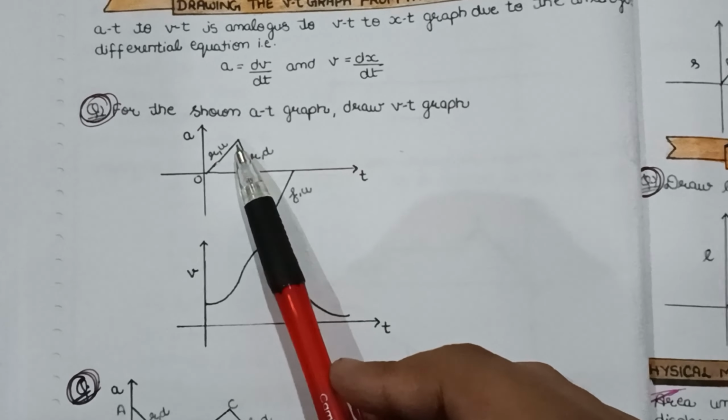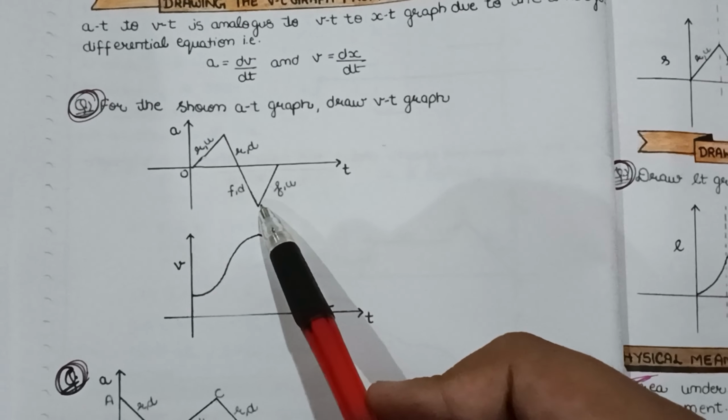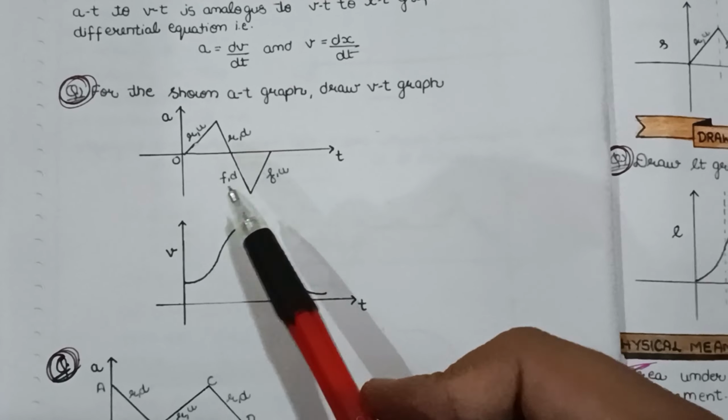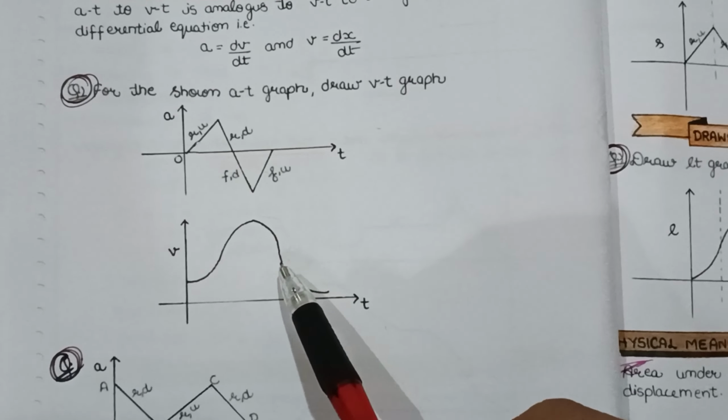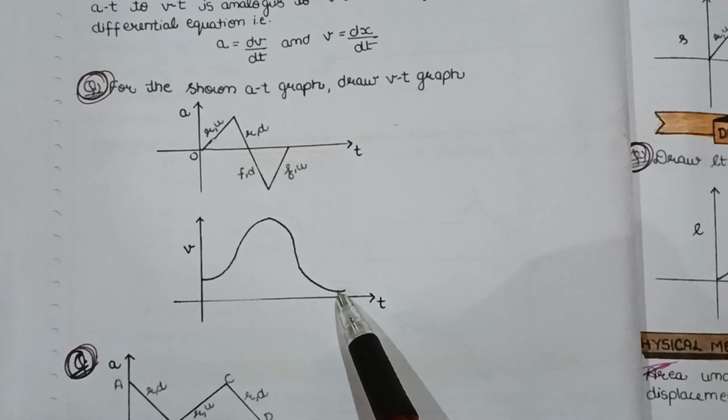This line in the AT graph corresponds to this line in the VT graph. This line in the AT graph corresponds to this curve in the VT graph, and this line in the AT graph corresponds to this curve in the VT graph.